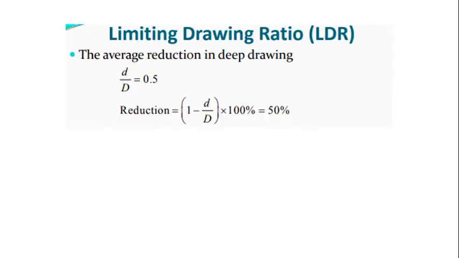Next, with the help of the limiting drawing ratio, you can calculate the average reduction in deep drawing. The formula for the reduction is (1 minus limiting drawing ratio) multiplied by 100. So suppose your small d by capital D is 0.5, then in one go you can reduce up to 50% only. The maximum reduction possible in the first draw is 50%. That is how you calculate the average reduction, and that is why limiting drawing ratio is important.